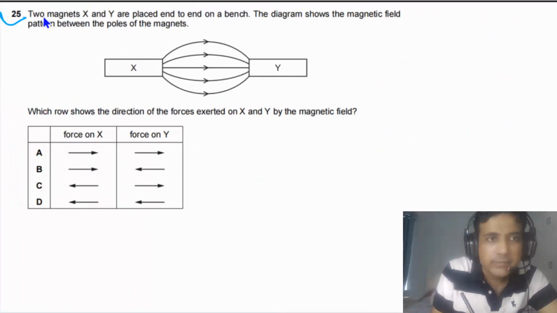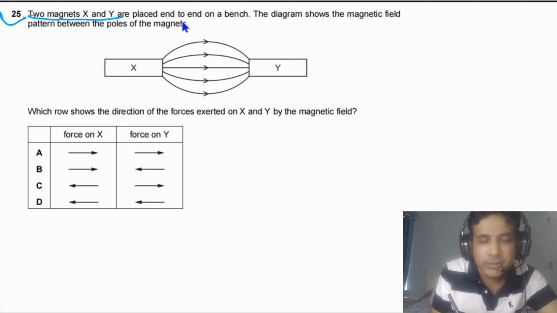Question number 25 says two magnets X and Y are placed end to end on a bench. The diagram shows the magnetic field pattern between the poles of the magnets.